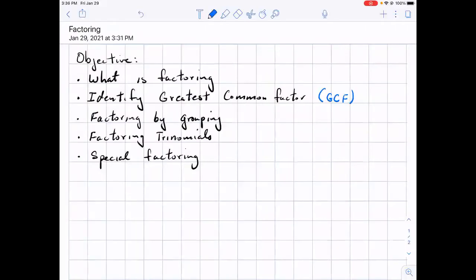Hello. Today we'll be looking at factoring. Our objectives are as follows. We would like to know what is factoring, what is greatest common factor, and how do we identify the greatest common factor. We'll be looking at factoring in general, how to factor a polynomial, then factoring by grouping, factoring trinomials, and some special factoring.